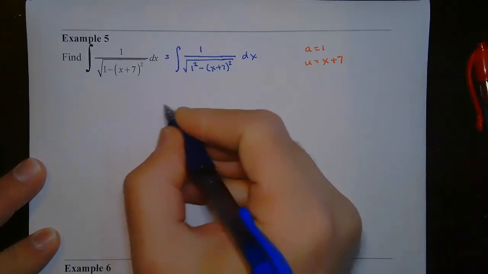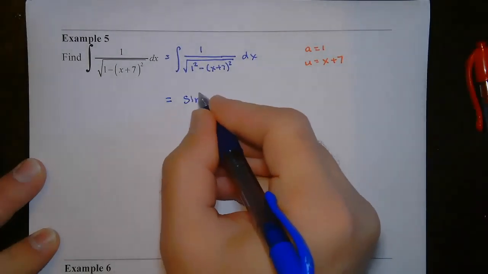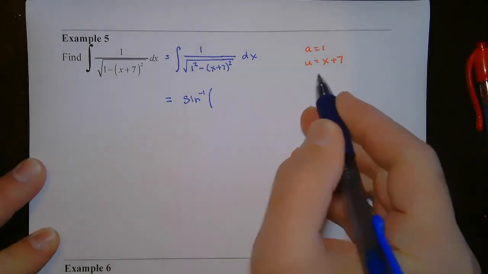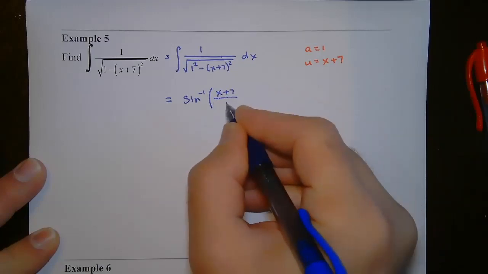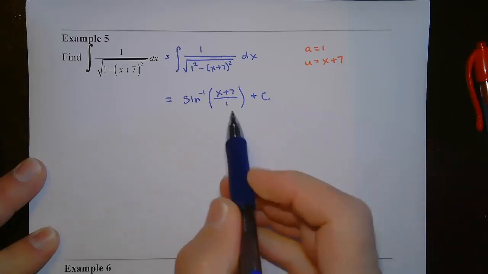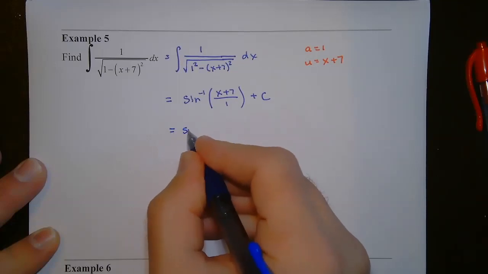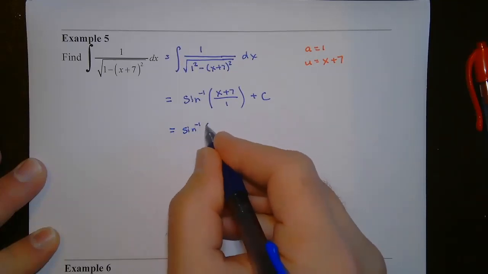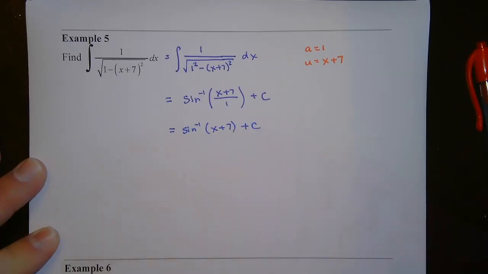So then this would be equivalent to sine inverse of your u, which is x plus 7, over your a, which is 1, plus your constant c. But x plus 7 over 1, there's a better way of writing that. That would just be sine inverse of x plus 7 plus c. And that's how you integrate this one.